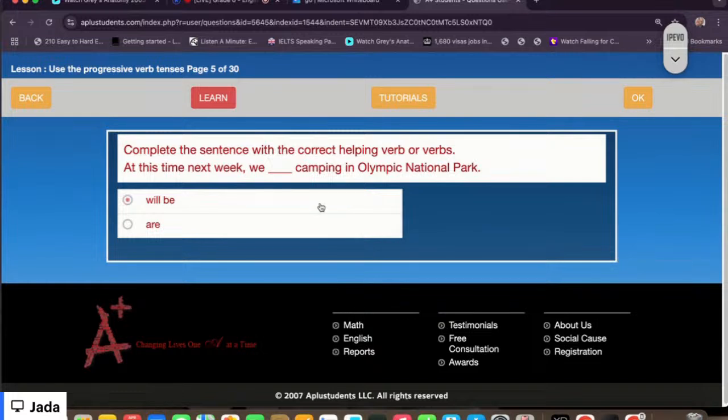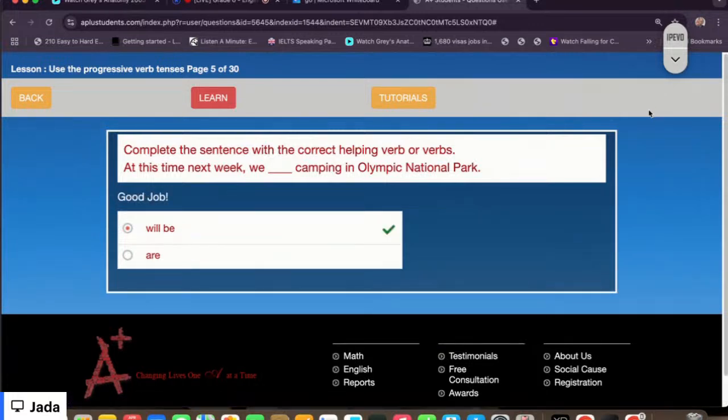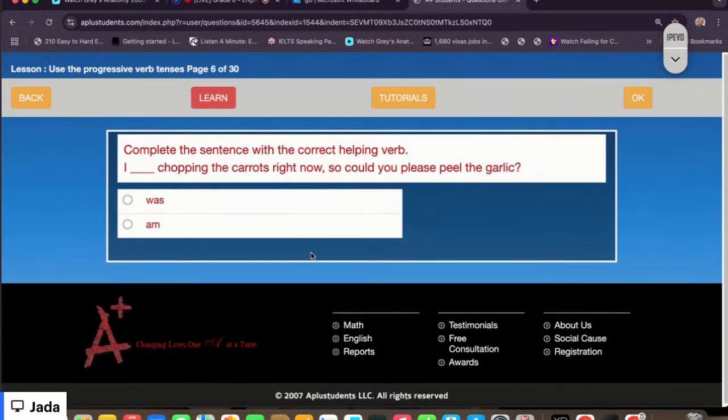We will be camping in Olympic National Park. I am chopping the carrot right now, so could you please peel the garlic? So I am, or I was. What's the right one here?